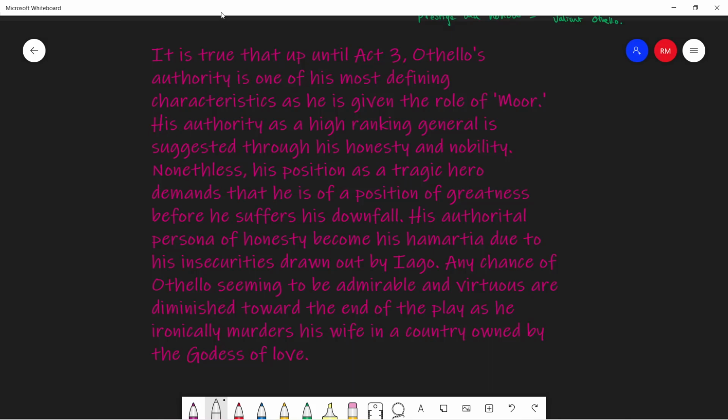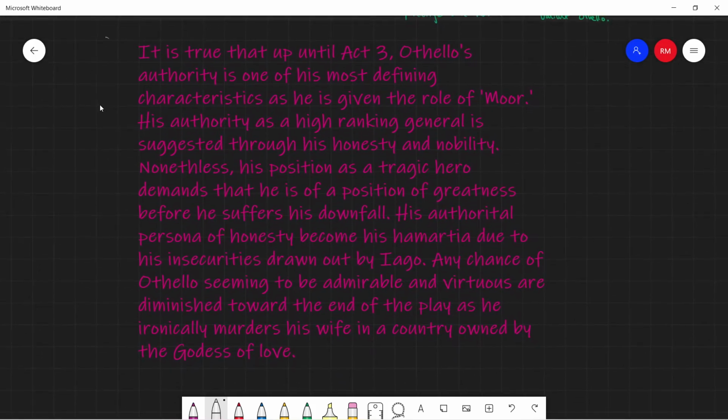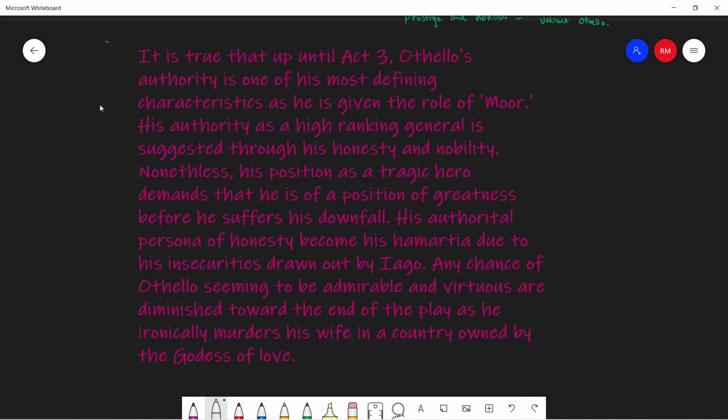So, it is true that up until Act 3, this is a good part. People here like to put pronouns, etc. No, that's not a good idea. You need to write with confidence. You need to create this argument of confidence. So you have to be direct and thorough. It is true that up until Act 3, Othello's authority is one of his most defining characteristics, as he is given the role of Moor.